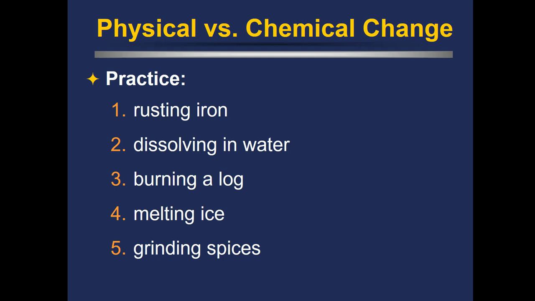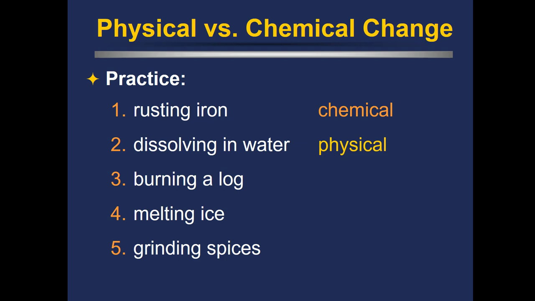Okay, we're back now. So we have rusting iron. We have to think, are we going to get a new substance? The answer is yes, we are going to get something new. Because of that, this is a chemical change. Dissolving in water. If I took some sugar and put it in water, is that something new that I get? The answer is no. I can evaporate the water out and that sugar will be left. So this is just a physical change. Dissolving is just a physical change.